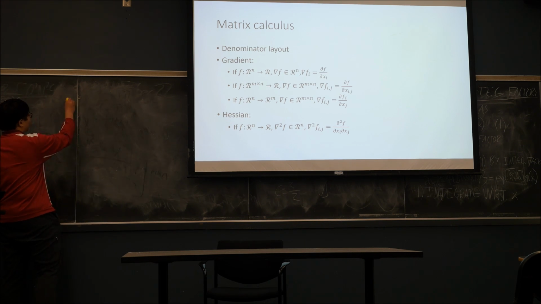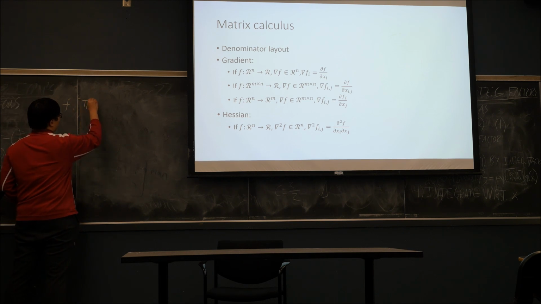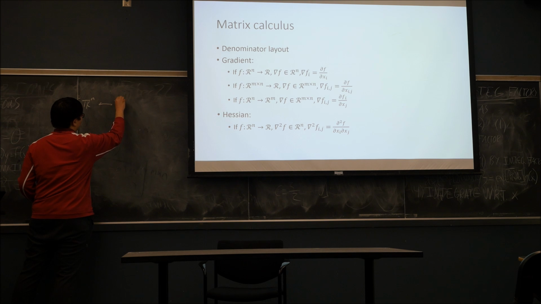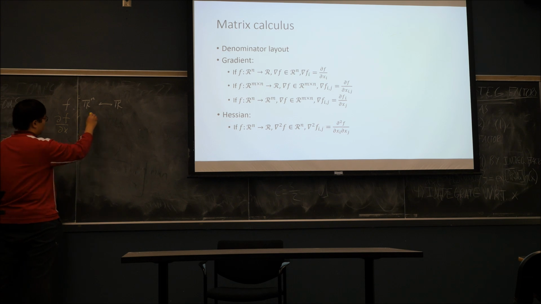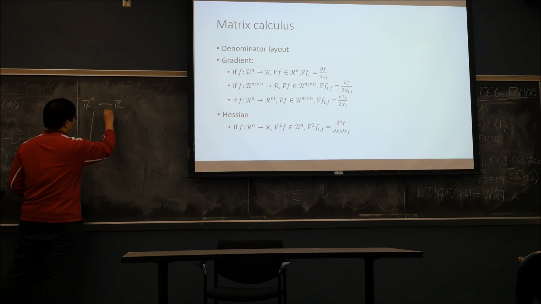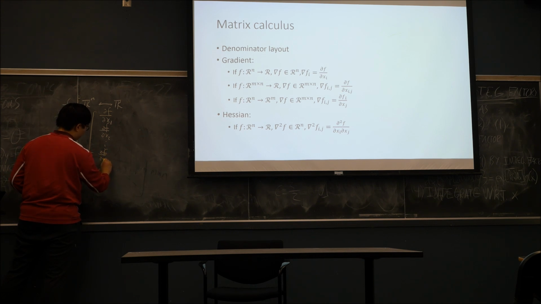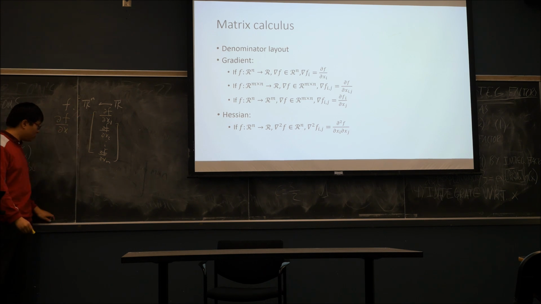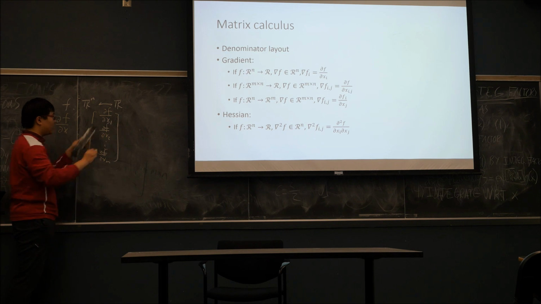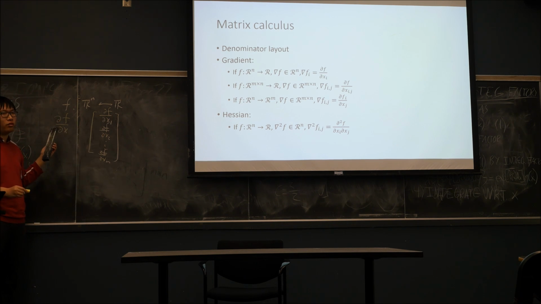So let's say f maps Rn into R. Partial f partial x is actually partial f partial x1, partial f partial x2, to partial f partial xn. So this is each element in the x array, and you do this derivative for each element, and then you concatenate them into an array.